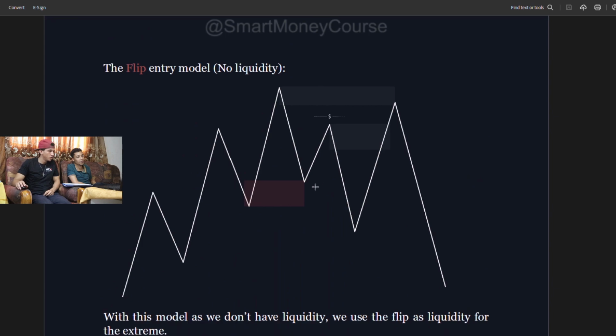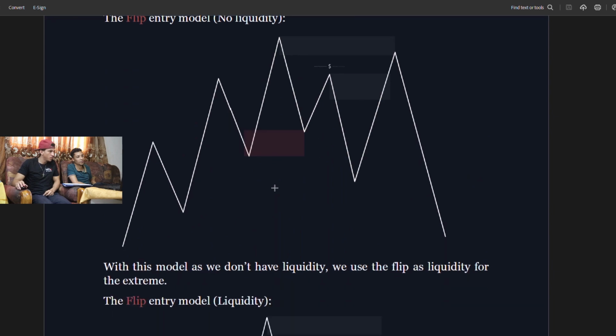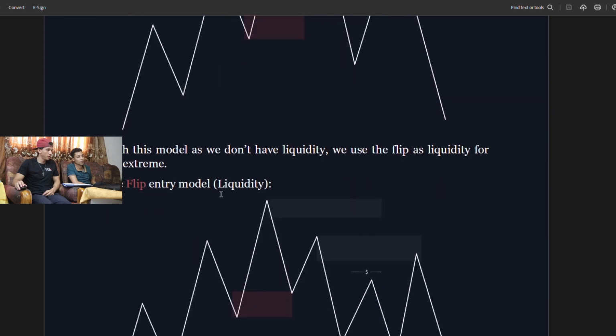Okay, so here we have this, no liquidity. With the model, as we can see, we don't have liquidity. We use the flip as liquidity for the extreme. So the flip is right here, I think, on top here. So the flip end of the model, liquidity.